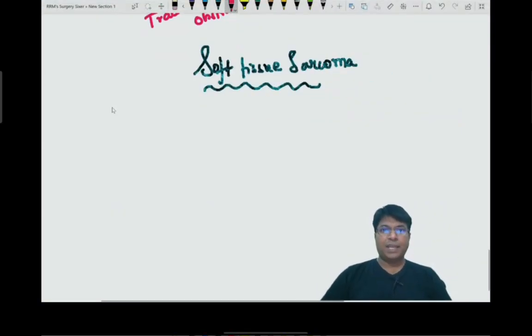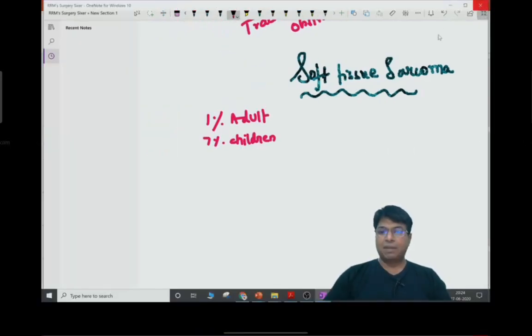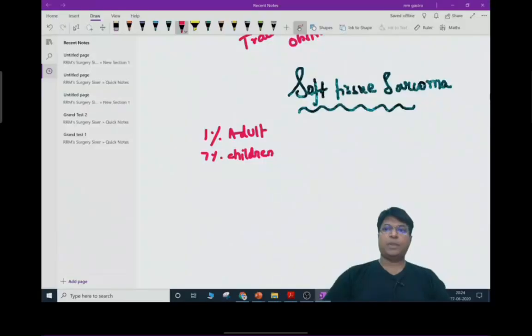Among the various cancers we have now, it corresponds to only 1% of adult cancers and 7% of children's cancers. Please don't forget this basic point. So 1% only in adults.